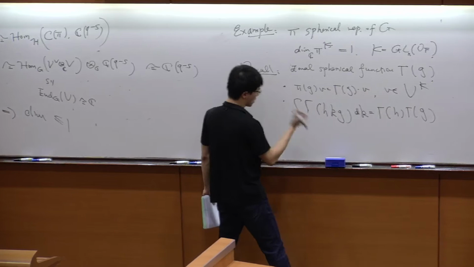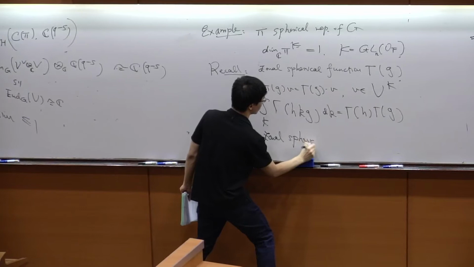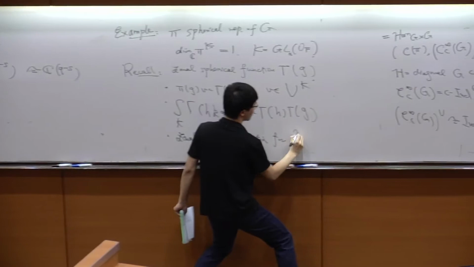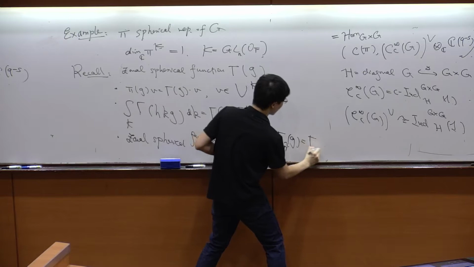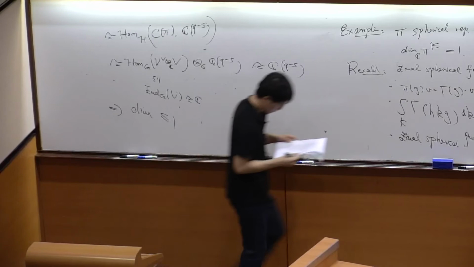So the zonal spherical function for pi theta is gamma(g inverse). In other words, gamma of pi theta of g is equal to gamma of pi of g inverse.